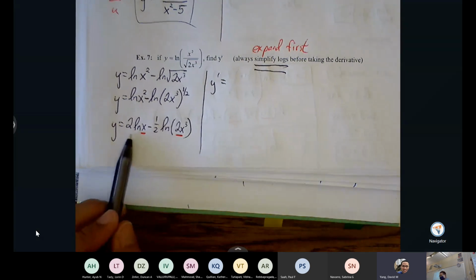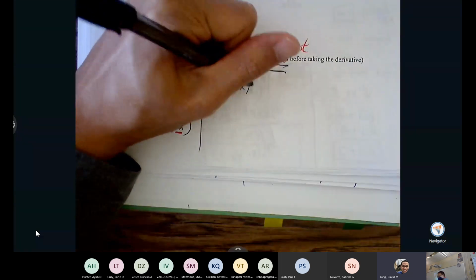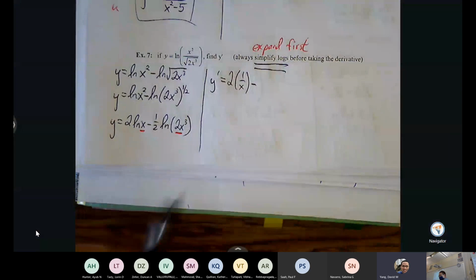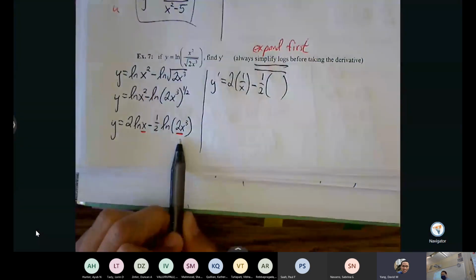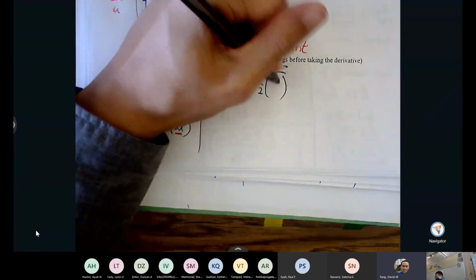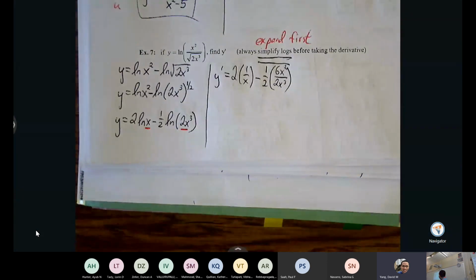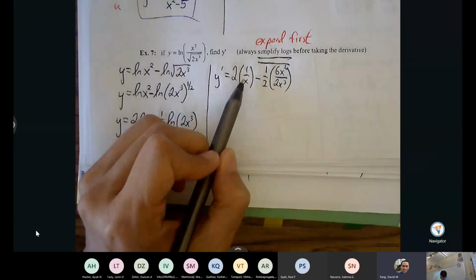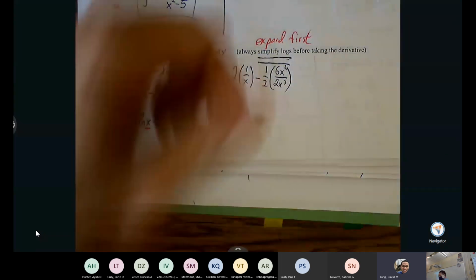Okay, so derivative 2 stays. What's natural log of x's derivative? 1 over x. 1/2 is the coefficient, that stays. Okay, u prime over u. 6x squared over 2x cubed, yeah. Clean up where I can, not much here, but I can take out the x, I can reduce some of these coefficients here.